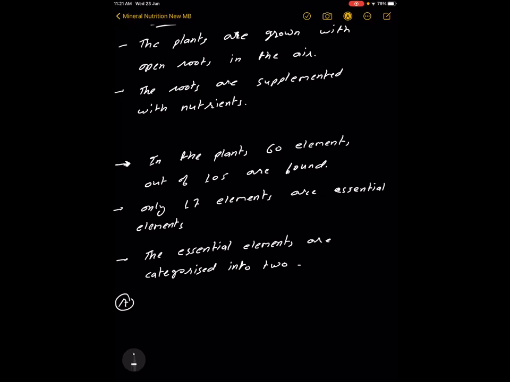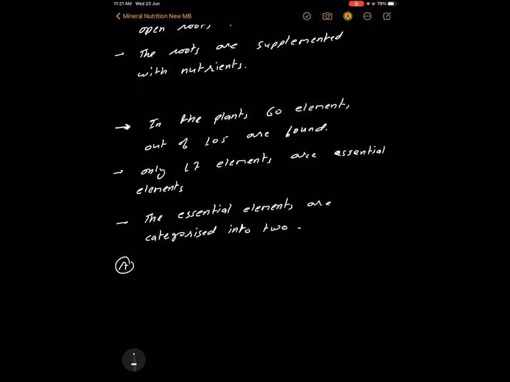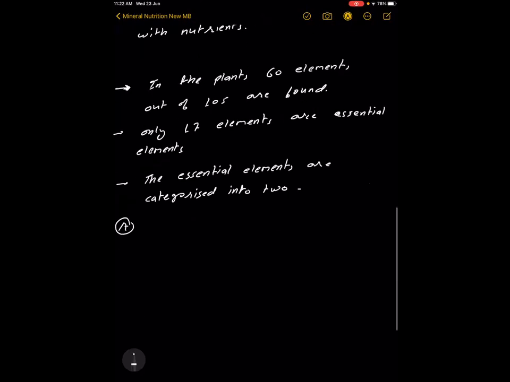Sir, only how many elements are essential? 17. Only 17 are essential; after their experiments, they finally established that only 17 elements out of 60 are essential. 60 are present in plants, but out of 60, only 17 show deficiency symptoms when they are not present or present in less amount. So they are categorized into two: as you know, macro elements and micro elements.